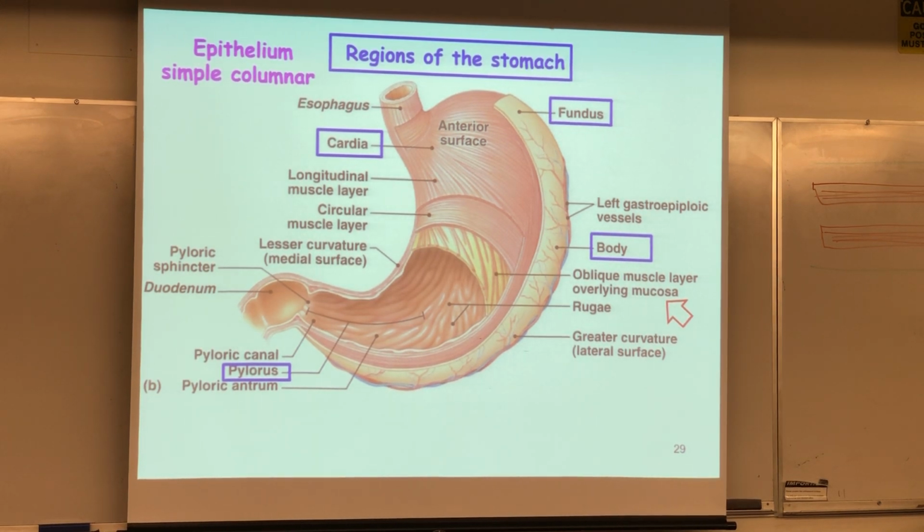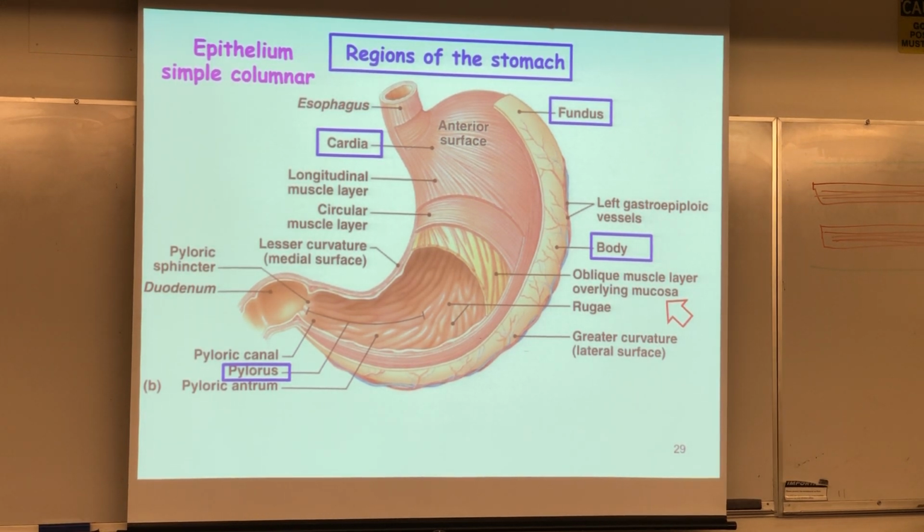We know the epithelium is different than the esophagus. What kind of epithelium does the stomach have? You sure? Yeah, because that's still in pink right there. Okay. So I know it's simple columnar, and the esophagus was stratified squamous.